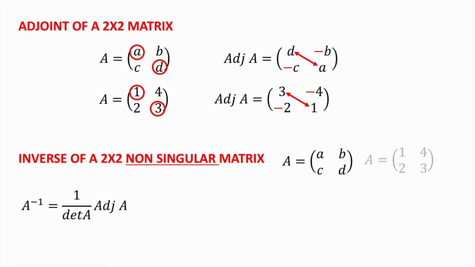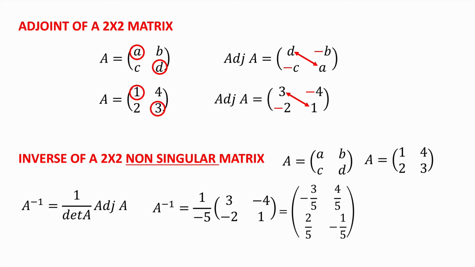So if we look at an example, if we have A as 1, 2, 4, 3, from before we had found out that the determinant was negative 5, and we also found the adjoint of A, which was 3, minus 4, minus 2, and 1. So then the inverse of A will be 1 over negative 5 times the adjoint of A. When we solve for this, we multiply negative 1/5 by each entry in the matrix, and so we get negative 3/5, 4/5, 2/5, and negative 1/5. So this matrix is the inverse of A.